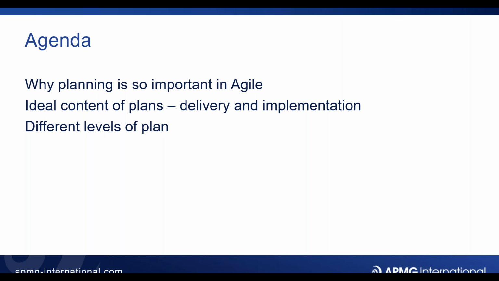The first is that we need to think about the ideal content of the plan. We need to look at the delivery and the implementation piece. I think we need to think about the fact that we do plan a lot in Agile. I know Agile is an evolving solution, but what it means for us in practical terms is that we have to constantly replan.